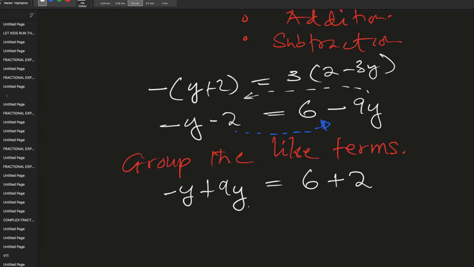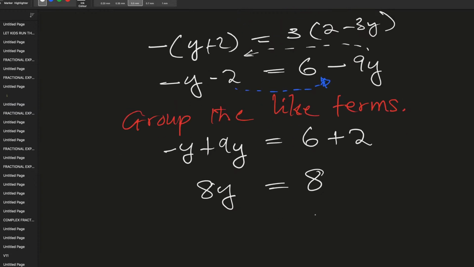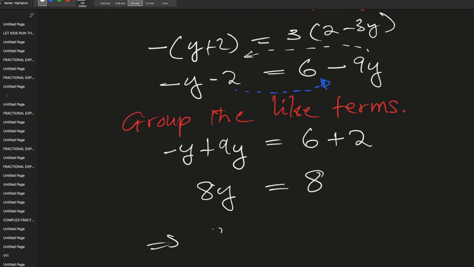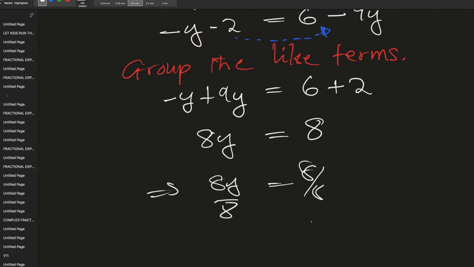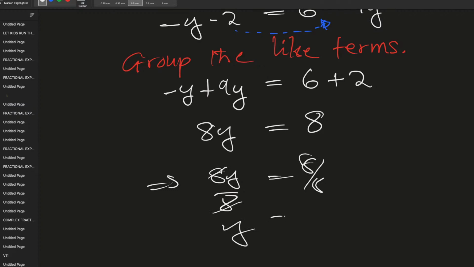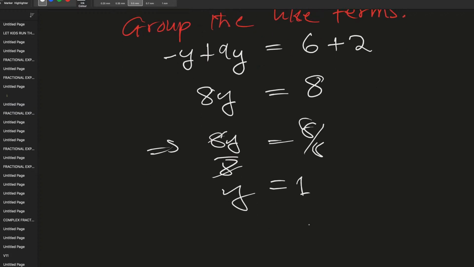Minus y plus 9y will be what? 8y. And this is equal to what? 6 plus 2 is equal to 8. So we divide both sides by 8. So our equation will be 8y over 8 equals 8 over 8. This will cancel that, and y will be equal to what? 1. Hence y is equal to 1. That's a simple answer that you expected to arrive at.